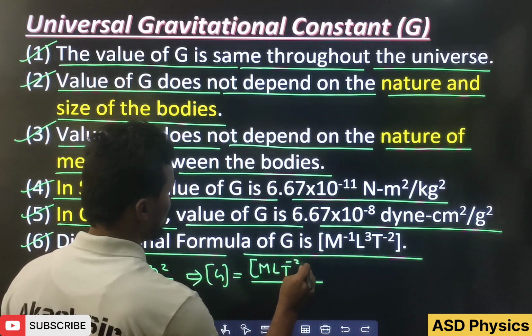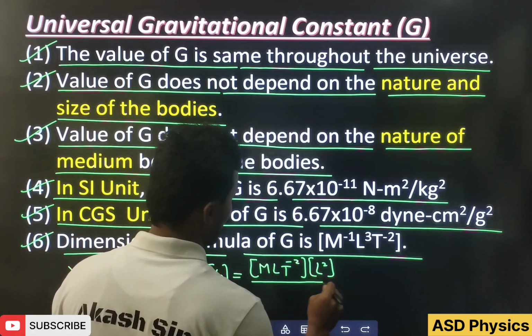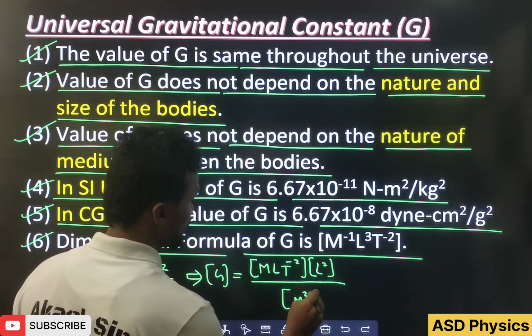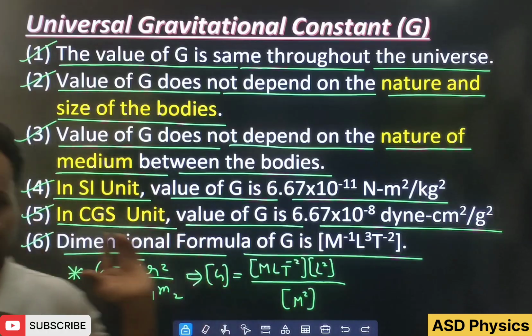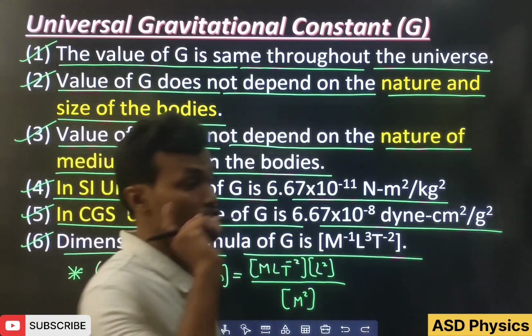Force dimensional formula is MLT^-2. R is the distance, so we can write L square. What is m? Mass. That means here we can write M into M, M square. When you simplify this, you will get this dimensional formula very easily. So remember that especially the SI unit and dimensional formula should be remembered.